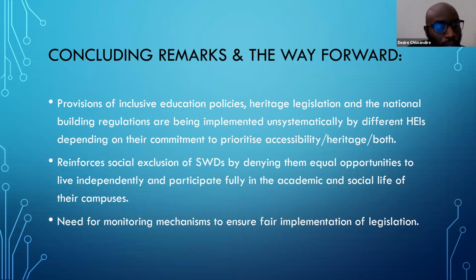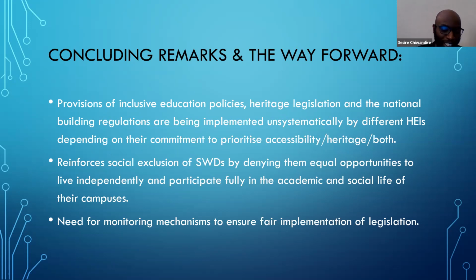And then in conclusion, the findings of the study show that provisions of inclusive education policies, heritage legislation, and national building regulations are being implemented unsystematically by different universities, depending perhaps on the commitment to prioritize accessibility issues, heritage protection, and in some cases, both. So there is no systematic approach that universities have in South Africa, which is true even with inclusive education. Most universities prioritize inclusive education based on the financial and human resources that they have to push for that agenda. Therefore, this reinforces social exclusion of persons or students with disabilities by denying them equal opportunities to live independently and participate fully, not only in academic, but in social life, be it in residence or participating in extracurricular activities.